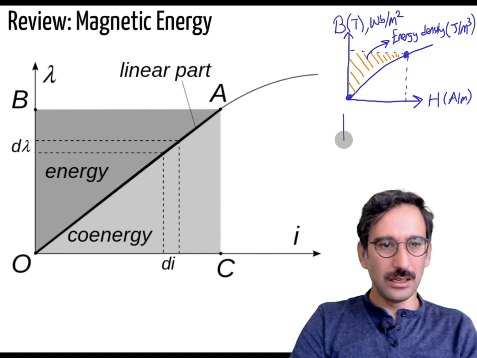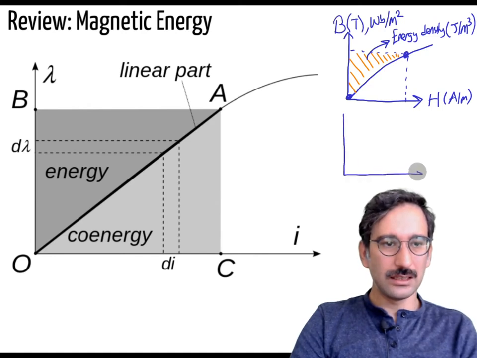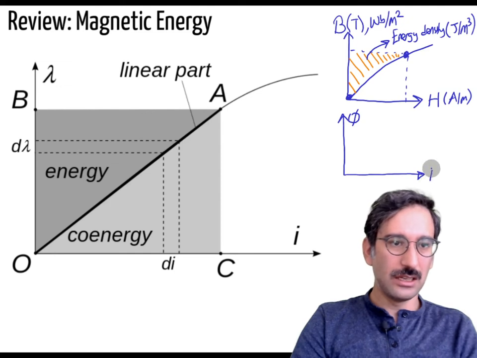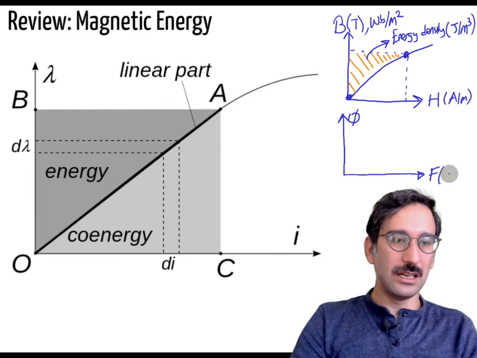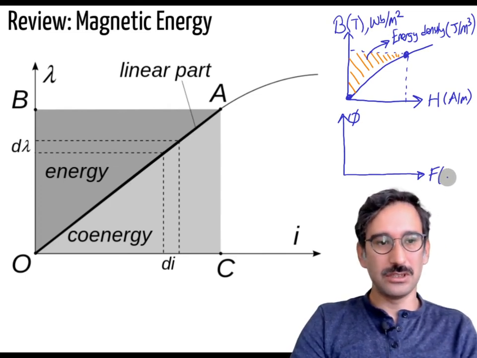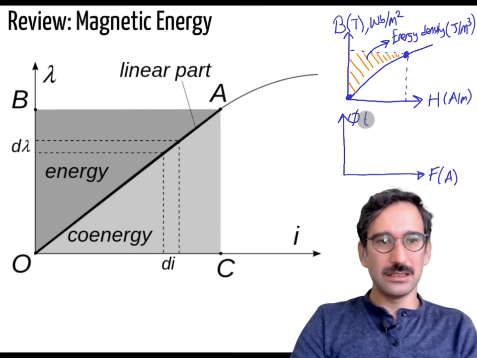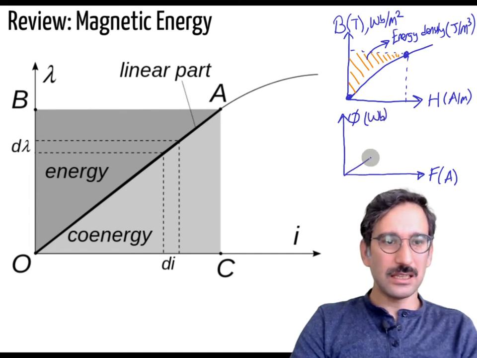Either you can write that graph as, let's say, flux and current, or flux versus MMF. MMF is, remember, number of turns times current. Number of turns is unitless, so this can be written as ampere, and flux is Weber. So if you think about that graph, let's say this is the same system.